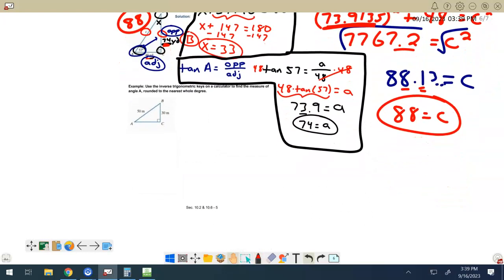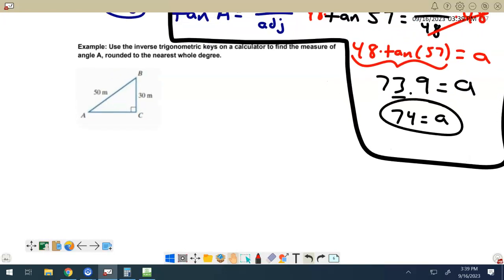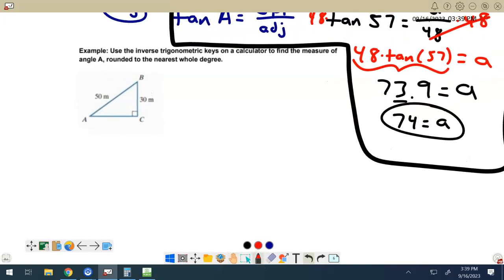Okay, use the inverse trigonometric keys on a calculator to find the measure of angle A rounded to the nearest whole degree. Right. So let me zoom in again so we can read those a little bit better. Right. So the inverse trigonometric functions. Well, let's just go ahead and do the math on this, and then we'll talk about where you find those keys on the calculator. So what we're looking for is angle A.